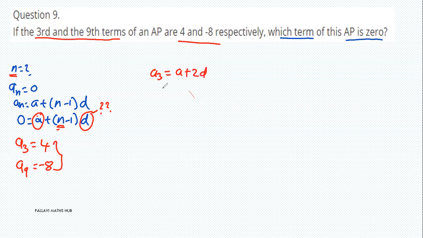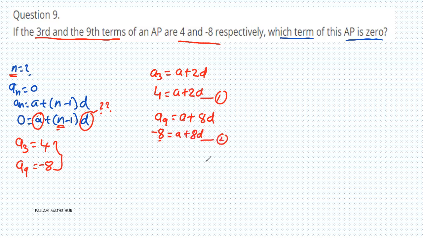The value of A3 is 4. So 4 is equal to A plus 2D. I call this equation 1. Next, A9. A9 is equal to A plus (9 minus 1) is 8D. A9 is minus 8, which is equal to A plus 8D. I call this equation 2.